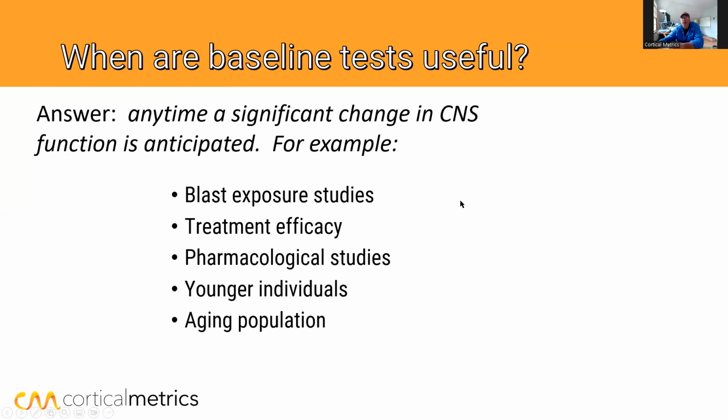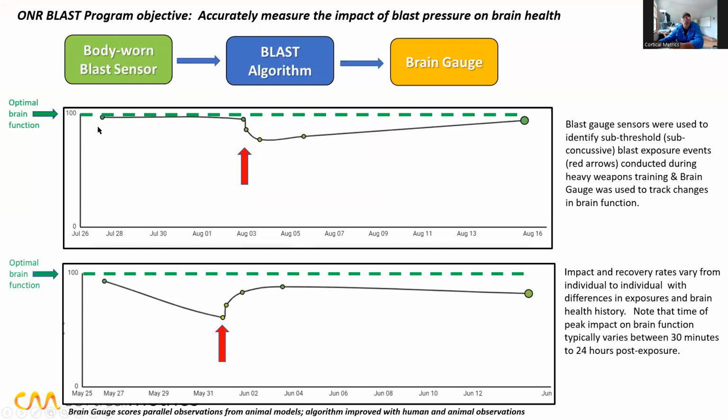So let's take a look at a couple of examples. One is, let's look at what happens when you take a baseline. This was the baseline test here and here for these two individuals. They were in a blast study where they were wearing blast sensors. And what we're doing is correlating the data from the blast sensors to their brain function. Each of these people were pretty close to getting 100% on their overall score before they went out and did heavy duty artillery training. They did the heavy duty artillery training here where the red arrow is. And what you see is a little bit of a dip on both of these people.